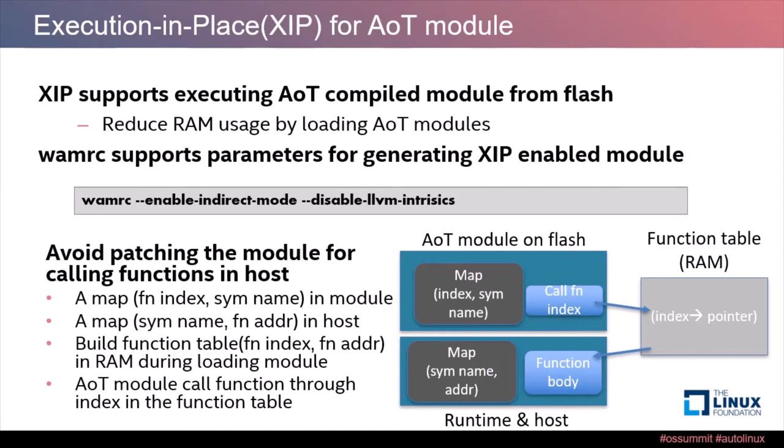Execution in place for the AOT module, or we can call it XIP. XIP supports execution of an AOT compiled module from flash. That will reduce memory usage by not loading the module into DRAM. To use the XIP feature, you will use the parameters provided by WAMRC when compiling the AOT module. So you will use enable indirect mode and disable LLVM intrinsics.